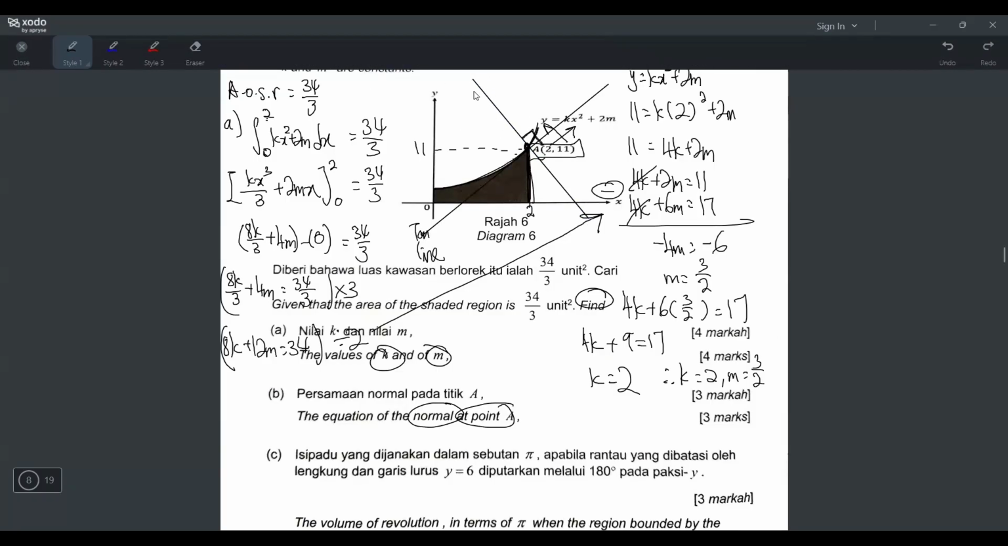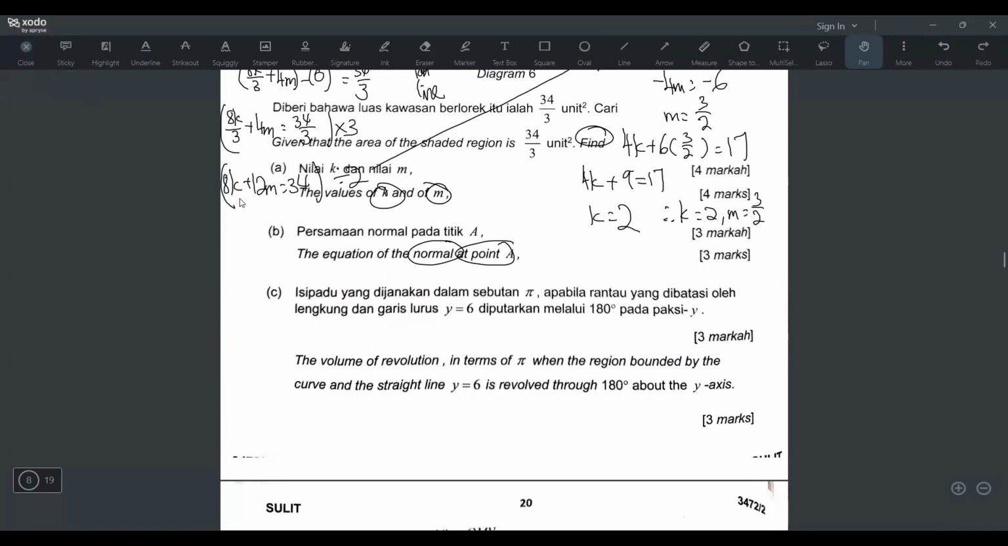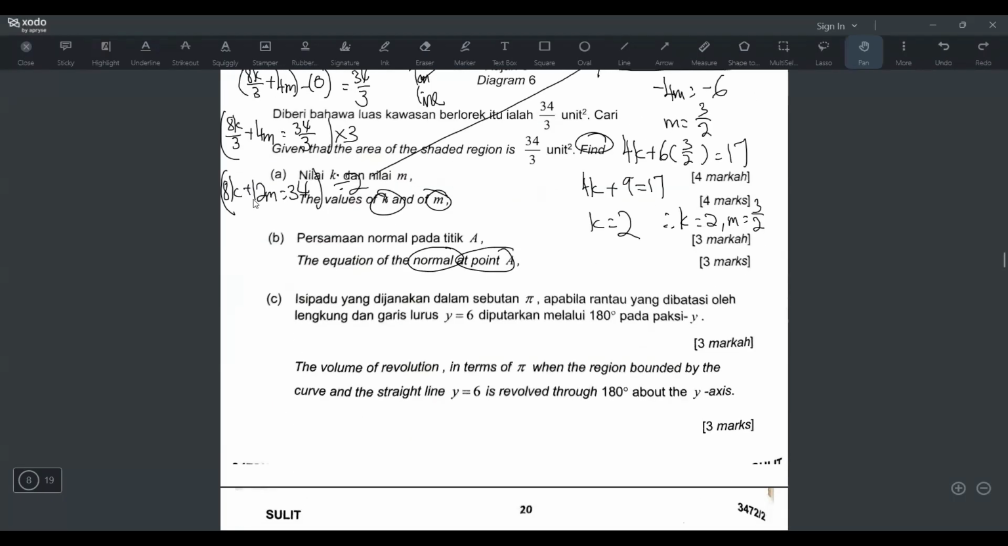So how to find the equation of this normal line? Well, you need the gradient of this, right? But you can't find the gradient of normal directly. It's not possible. You have to find the gradient of tangent. And how you do that is by using dy dx, because dy dx will give you the gradient of tangent.